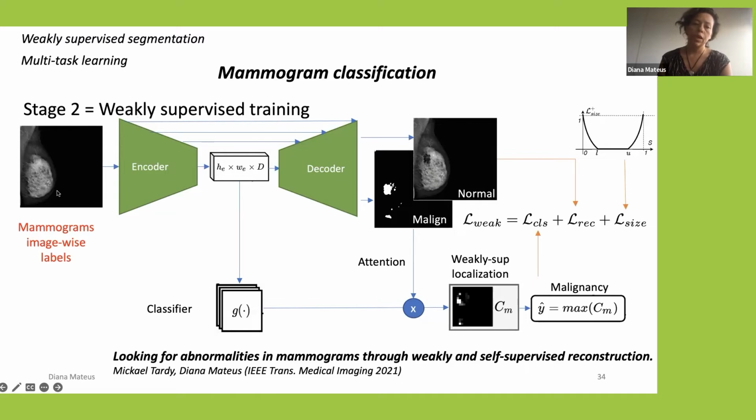So here we are going to include the mammograms that are not only benign, but also those cases that have proven breast cancer lesions. And we are going to retrain this part and this part in order to get our final prediction for the image, and also this malignancy or this abnormality map for the interpretability of the decision.